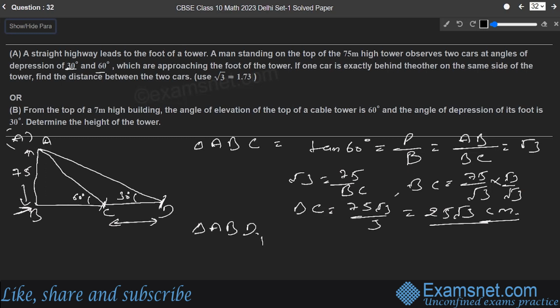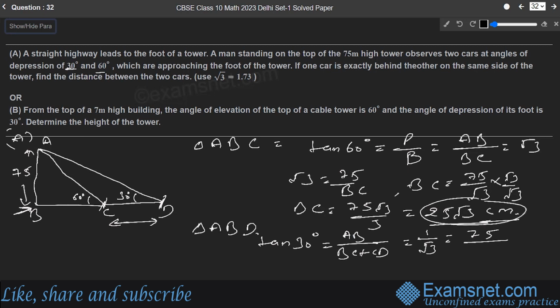In triangle ABD, let us again apply the tan theta, that is perpendicular over base. The perpendicular is AB. The base is now BC plus CD. Base is bigger, BC plus CD, and then tan 30 value is nothing but 1 by root 3, and AB value is nothing but again 75, and BC value we just calculated in the first part, that is 25 root 3. So we can replace BC as 25 root 3 plus CD. Okay, this is the thing that we get.